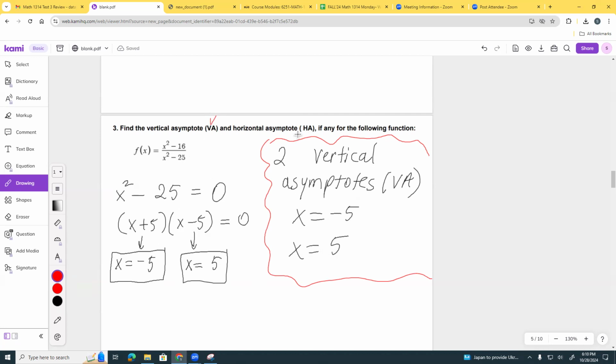The other thing I have to locate is the horizontal asymptote. How am I going to find the horizontal asymptote here? Anybody remember the rules for horizontal asymptotes?